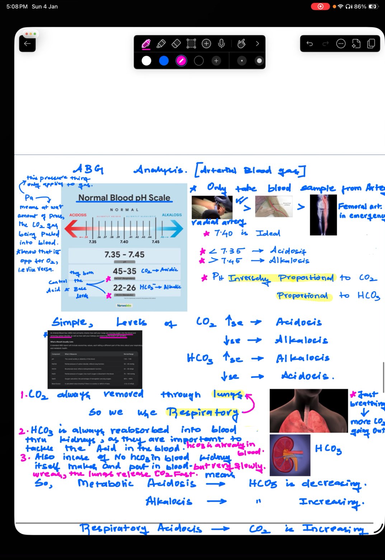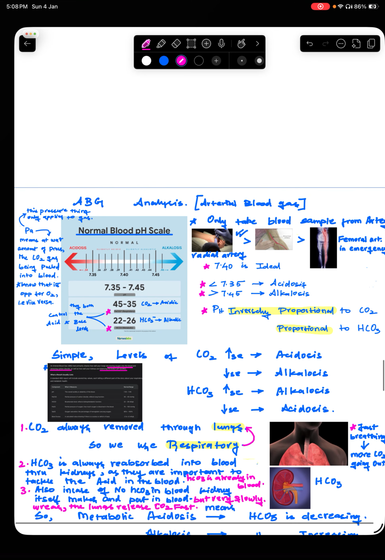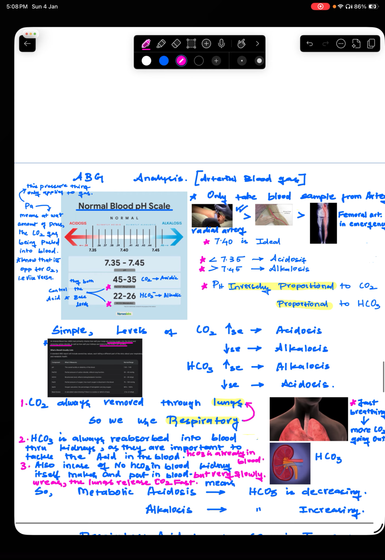So guys, ABG analysis, let me make it very fast and very clear. ABG analysis, guys, this is arterial blood gas analysis. It is a common question in almost all medical examinations. First point is we are taking blood for the arterial blood gas analysis from the artery, not from the vein.